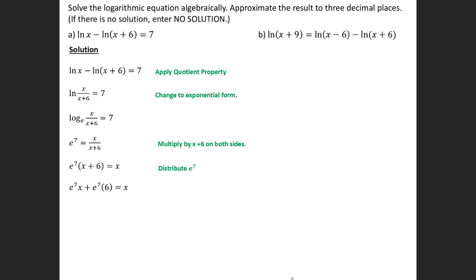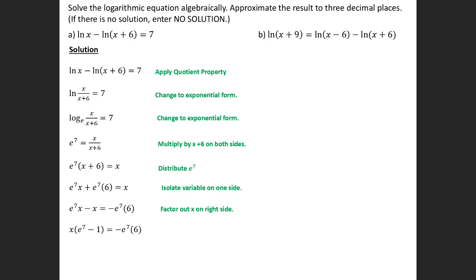And in order to solve for x, we need to have all the x's on one side, so we're going to isolate them to one side. I took this x over here, and then I took this e to the 7 times 6 to the right side. But notice now that my x's are here together, and so what I can do is factor out an x on the left side.